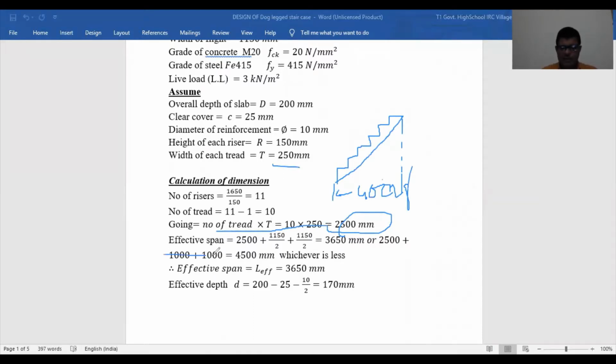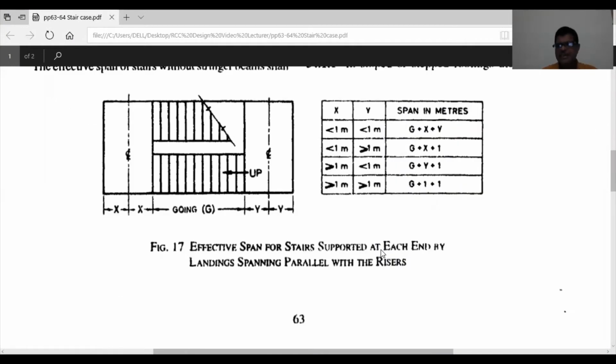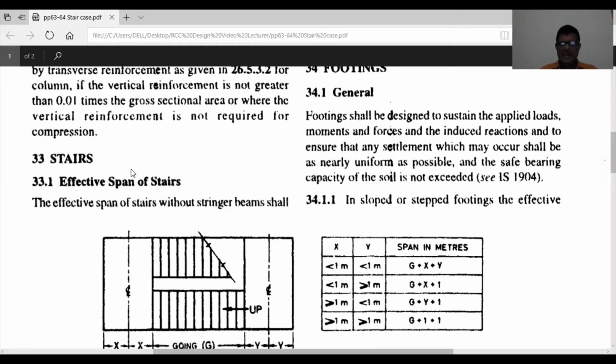Now what is the effective span? How to calculate the effective span? It is given in the IS code, so please open your IS code, 456, page number 63. Here the stairs are given. Clause number 33 gives the stairs. So what is the effective span?